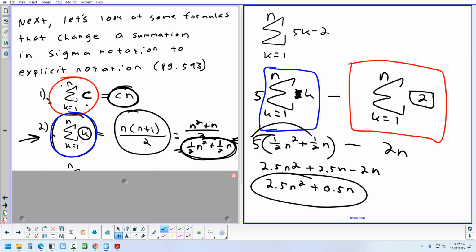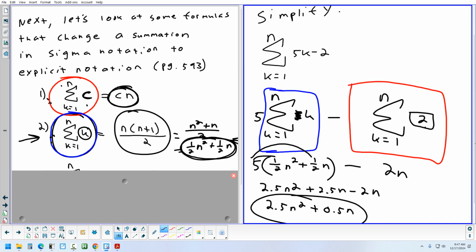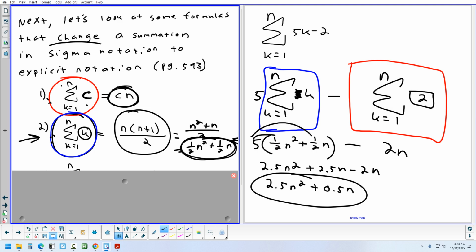Okay, so now if I wanted you to add up the first 1,000 numbers in this formula, instead of plugging in 1, 2, 3, 4, 5, all the way up to 1,000 for k, and writing them all down, all you have to do is, on your calculator, do 1,000 squared times 2.5 plus 500, whatever that comes out to. All right, so that's the idea of how you change something that has a sigma into something that doesn't. Any question on that? Okay.